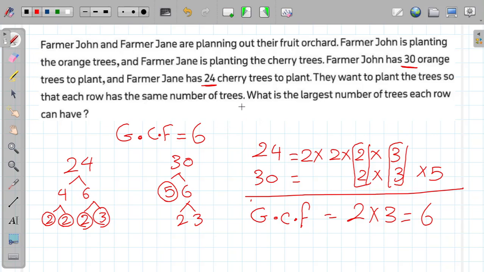So the greatest common factor is 6. If I want to answer the question of the problem, what is the largest number of trees each row can have? I will say 6 trees. Okay?